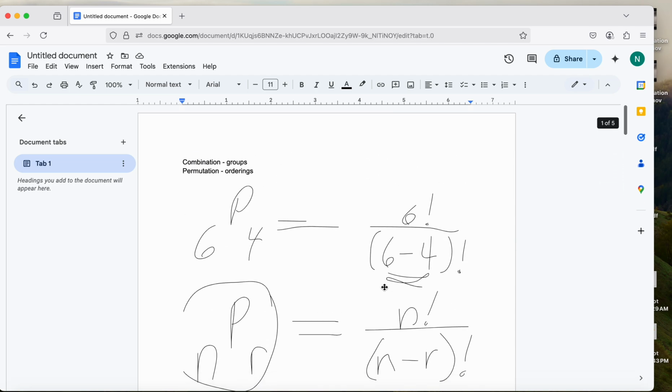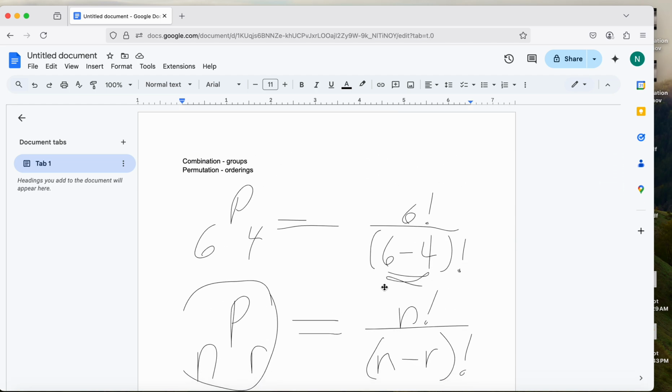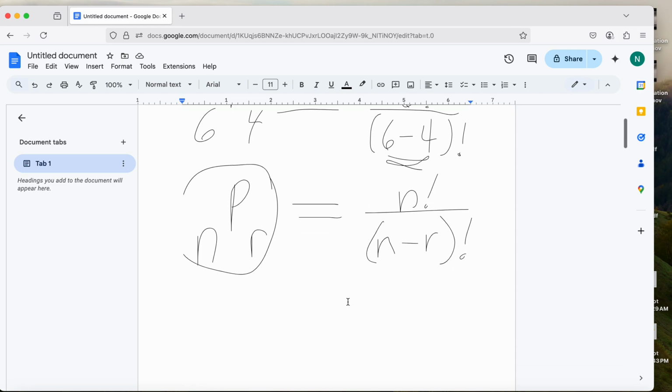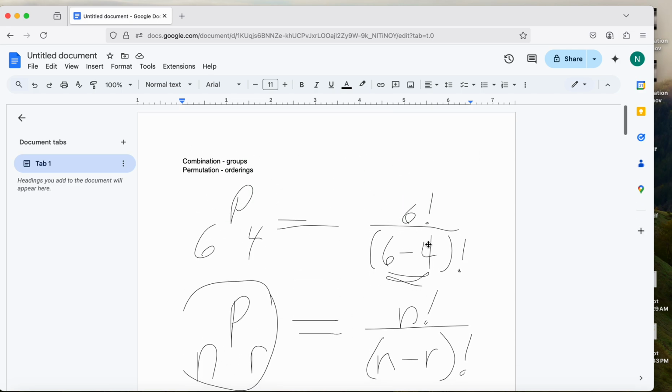So hopefully that makes sense, and you can see the connection between the permutation and combination. All right, that one went a little better than the other ones did.